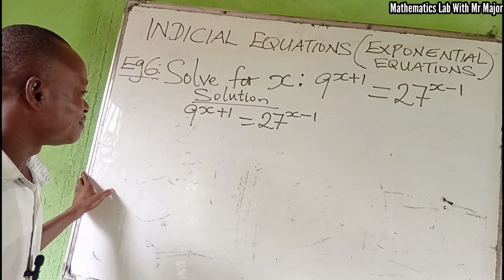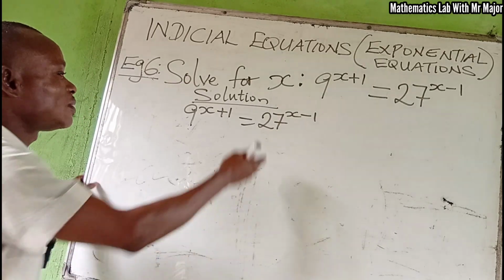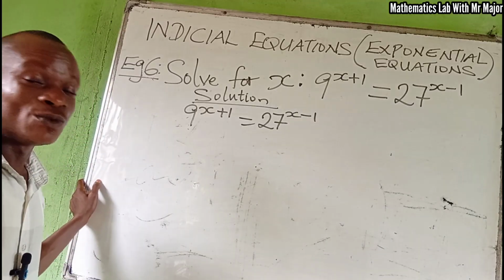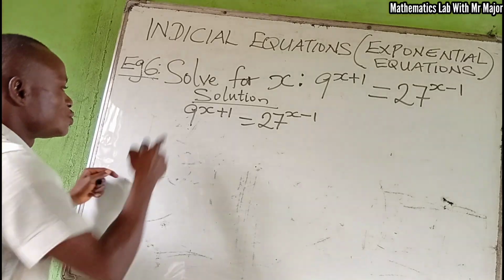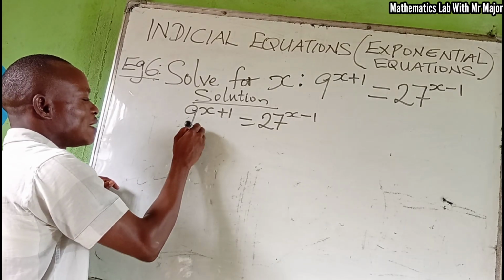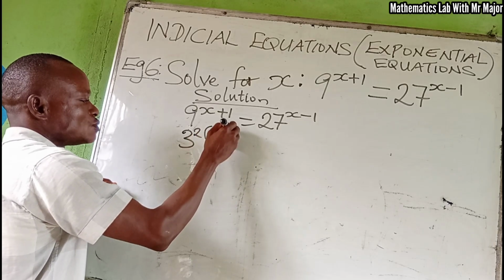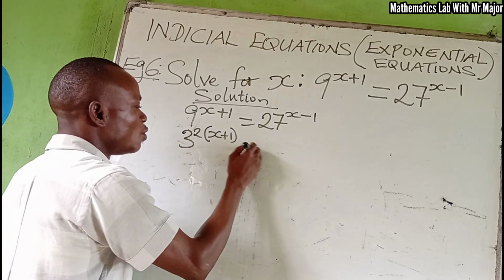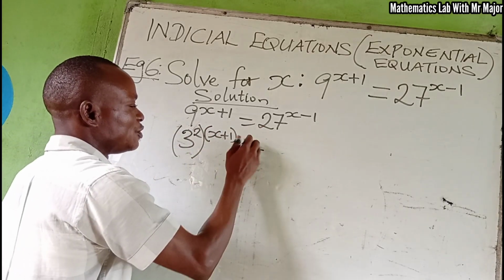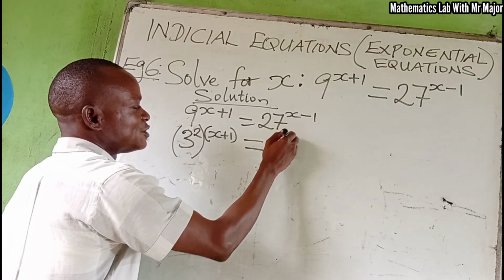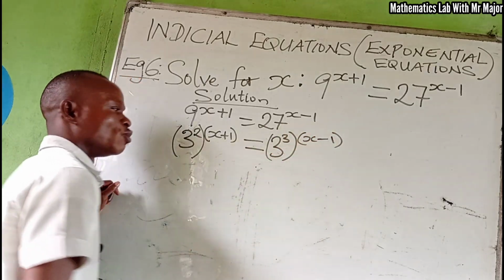If you look at 9, 3 raised to power 2 will give us 9. Then when you look at 27, 3 raised to power 3 will give us 27. That means 3 can work for both sides. So we use 3. So this 9 becomes 3 raised to the power of 2, multiplying x plus 1, equal to 27, which is 3 raised to the power of 3, multiplying x minus 1.